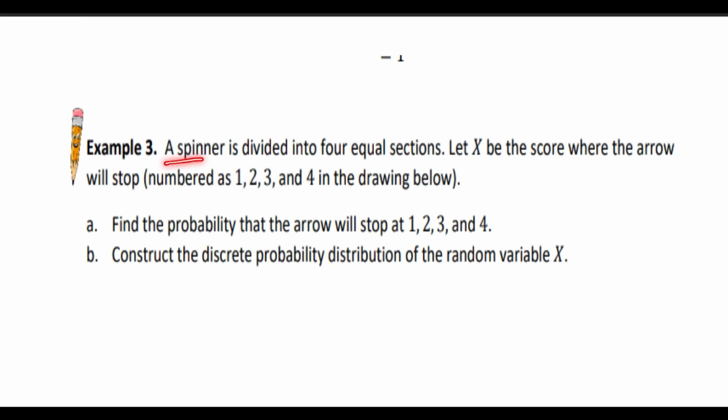Next, let's have example number 3. A spinner is divided into 4 equal sections. Let capital X be the score where the arrow will stop, numbered as 1, 2, 3, and 4 in the drawing below. Question A: Find the probability that the arrow will stop at 1, 2, 3, and 4. Question B: Construct the discrete probability distribution of the random variable X.